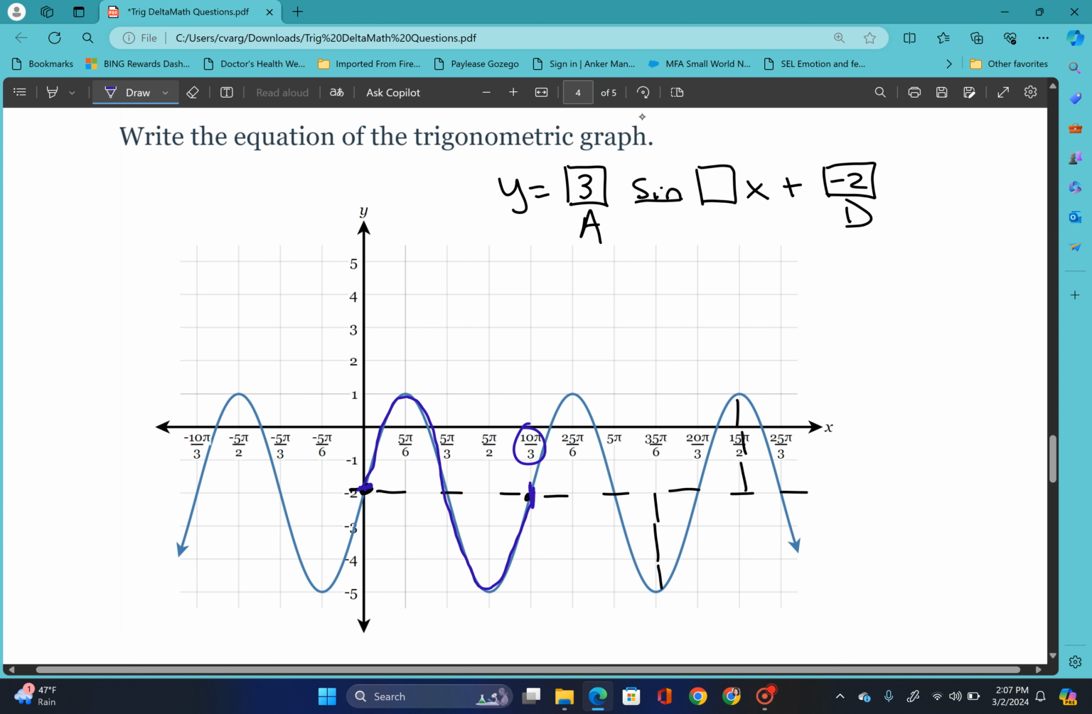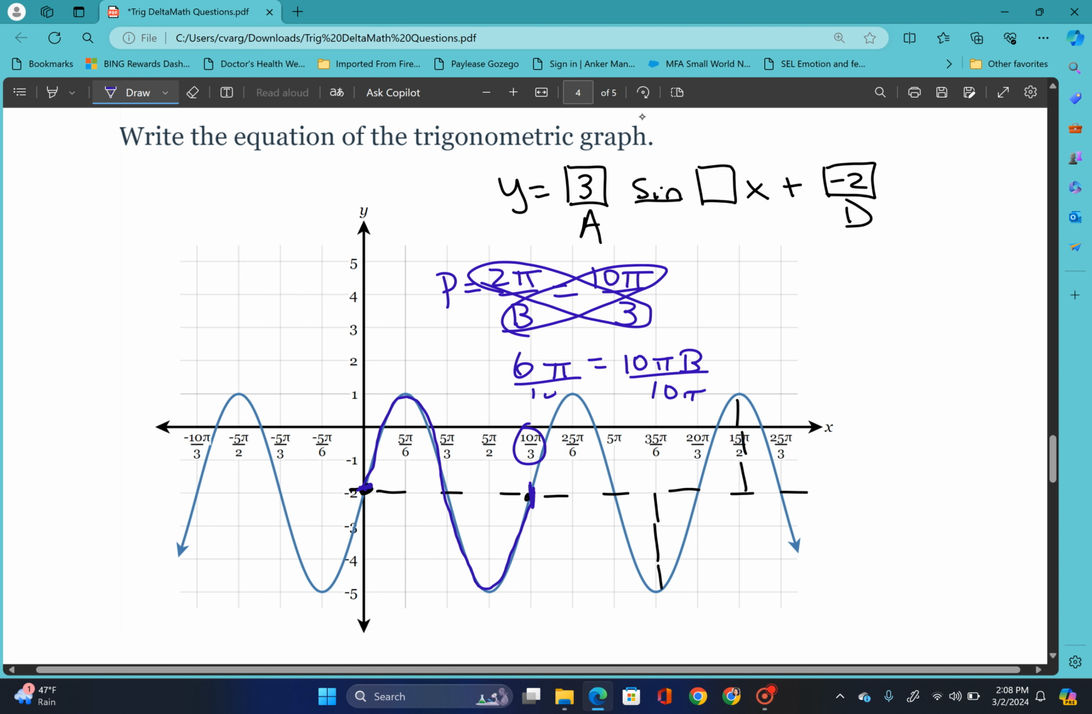So I have period is equal to 2 pi over b. I just found out that my period is the same thing as 10 pi over 3. I'm going to cross multiply here. 2 pi times 3, 6 pi is equal to 10 pi times b is 10 pi b. Let's get that b by itself. Divide both sides by 10 pi. So this cancels out. So I'm left with b equals, which is what I want.